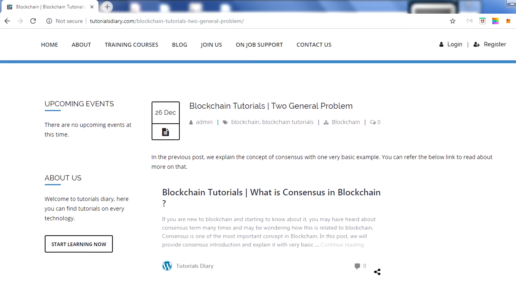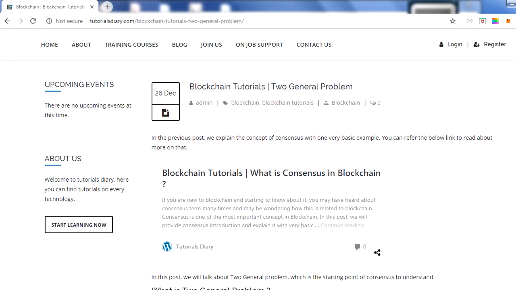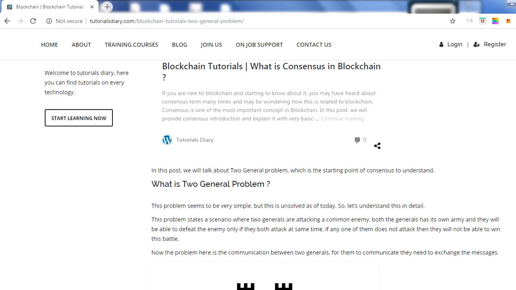Before you go to this two general problem, I recommend you go to the previous blog which talks about what consensus is in a blockchain, because these two are linked together, and we will discuss that in detail in the upcoming sessions. But I would really recommend you go through this previous blog which we have put together before you go to this two general problem.